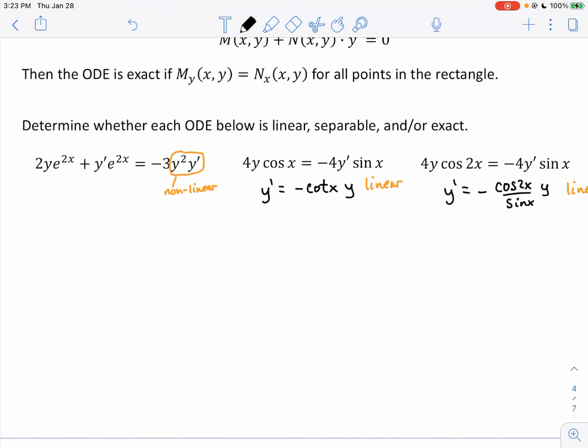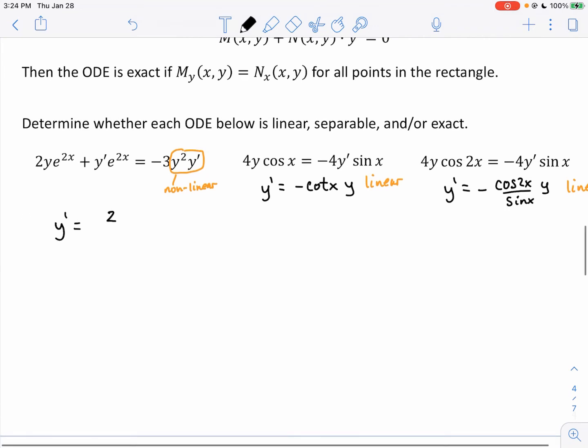If after you've solved for y prime, so I'll have to go back over here and remember what y prime was when I solved for it. I think I can do this. This is 2y e to the 2x over e to the 2x plus 3y squared. Okay, so this was y prime.